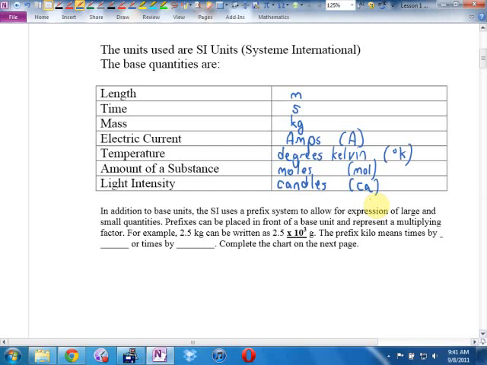We don't look at temperature and heat in Physics 12, although it's nerdly cool. There's some cool stuff. Moles, you've done in Chem 11, those of you that have done some Chem. Light intensity, we don't look at at all. In fact, I know almost nothing about it.